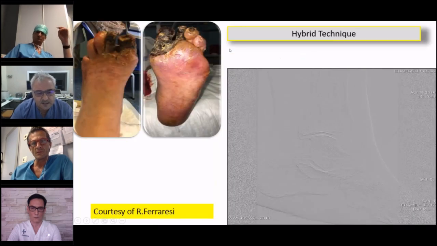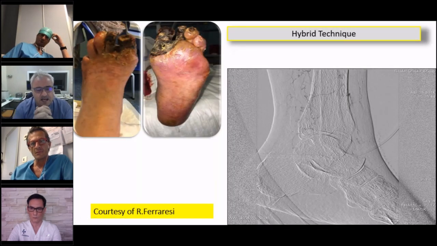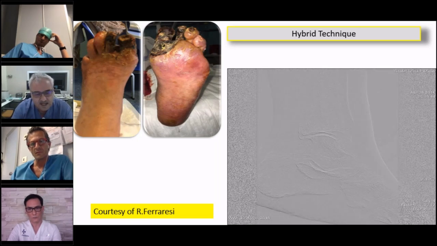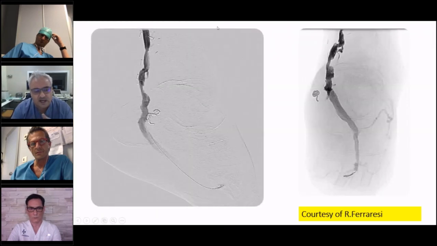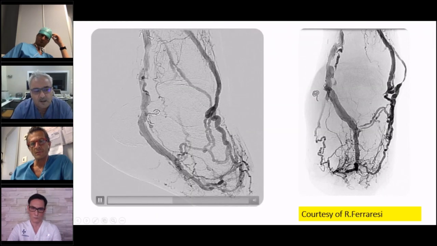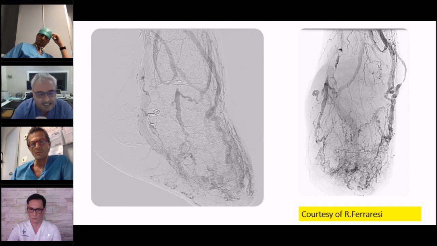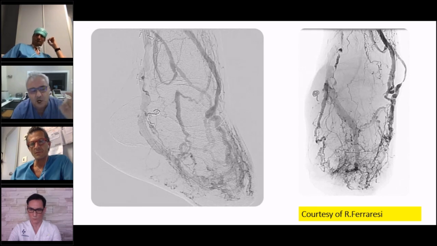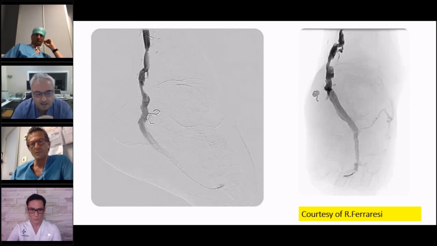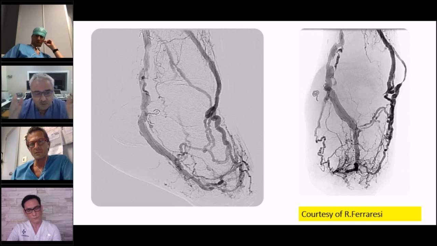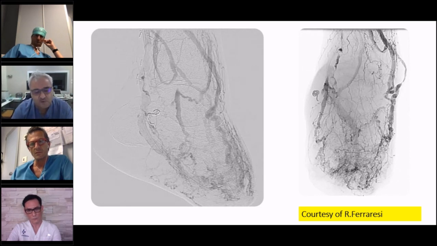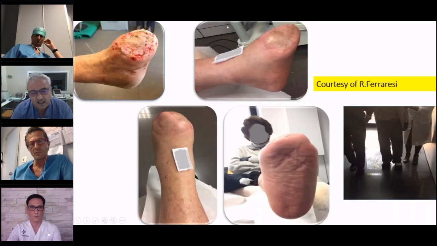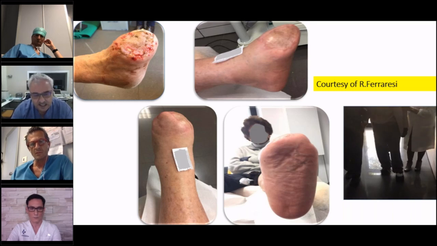We can see here the hybrid technique, another very bad situation in the foot, the desertic foot. The creation, after a femoral to posterior tibial vein bypass, of the fistula. You can see here a big coil closing a vein to redirect the flow towards the forefoot. And the healing of this patient with this technique.